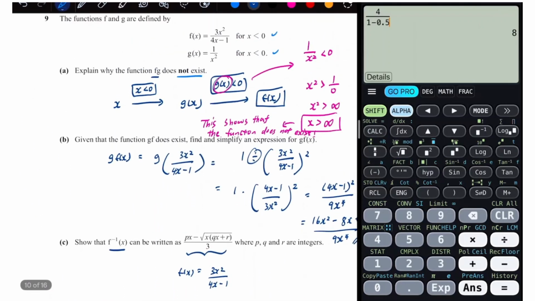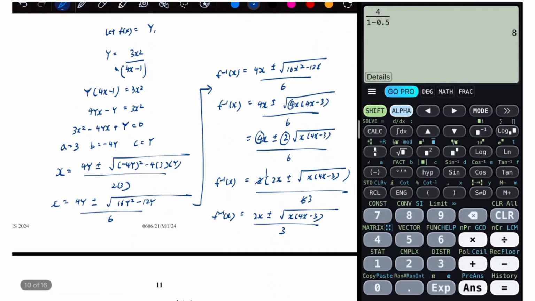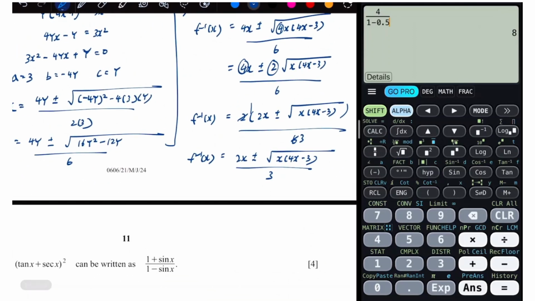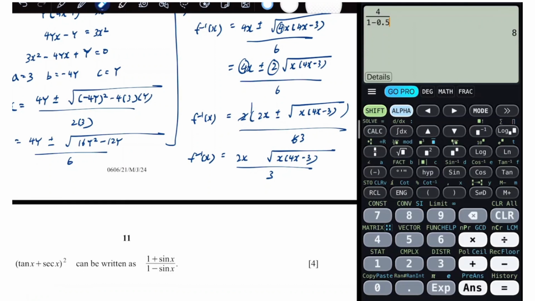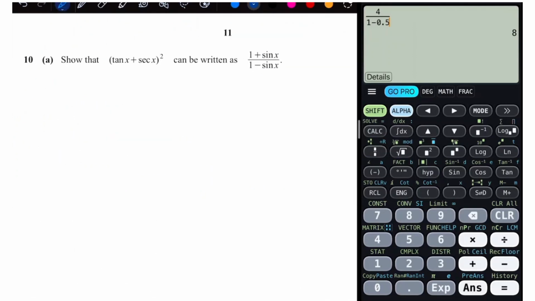Since x at the end must be less than 0, we'll just take the negative regions here. So the only thing that you need from them is the negative one. So just might as well show this. Show that tangent, okay, question number 10. Show that tangent x plus secant x can be rewritten as 1 plus sine x over 1 minus sine x.